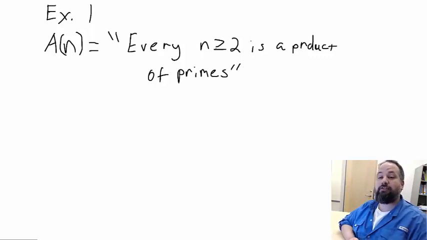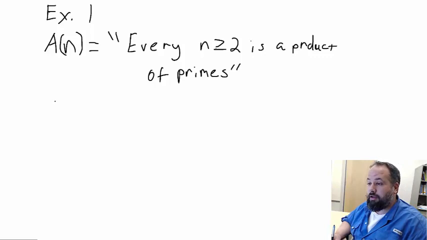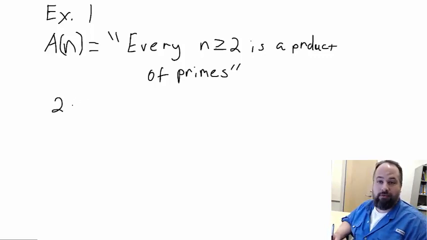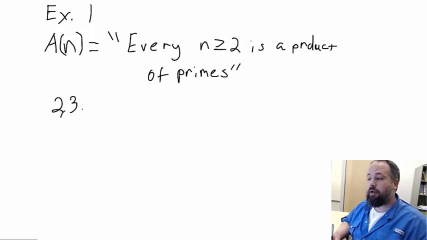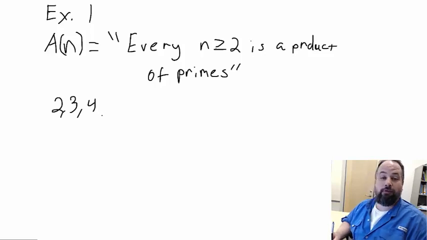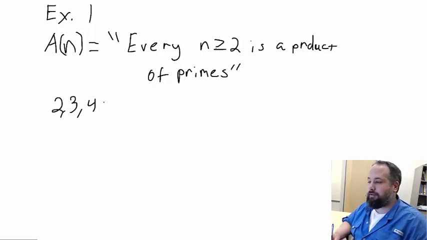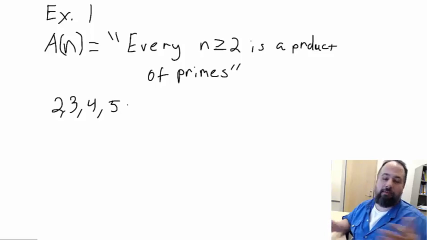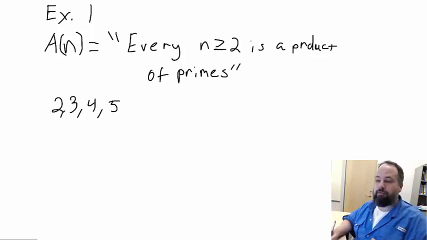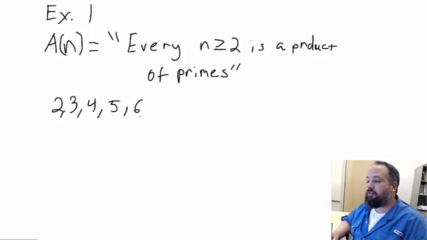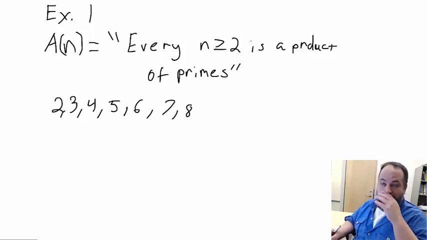So let's just start listing them off here. 2, well, it's a product of 1 times 2. 1 and 2 are both primes. 3, the product of 1 times 3. They're both primes. 4 is a product of 2 times 2. Primes. 5 is a prime. Anytime it's a prime, you know it's the prime number times 1. 6 is 2 and 3, which are both primes. 7 is a prime. 8 is 2 times 2 times 2, which are primes.